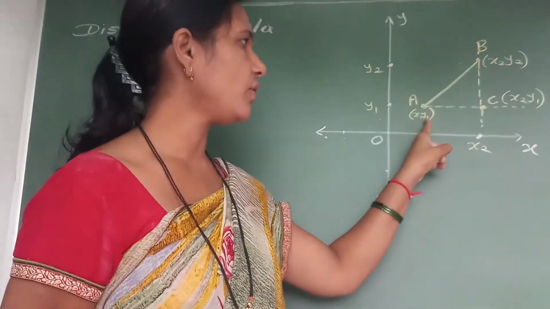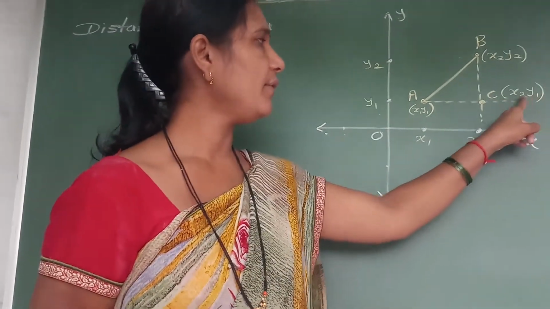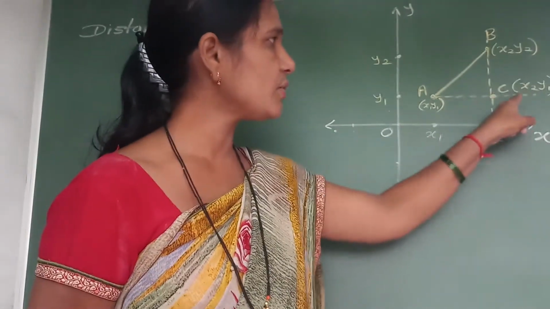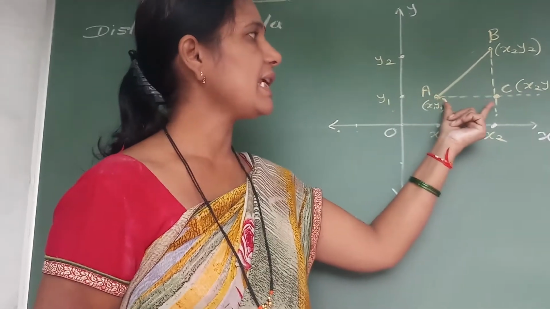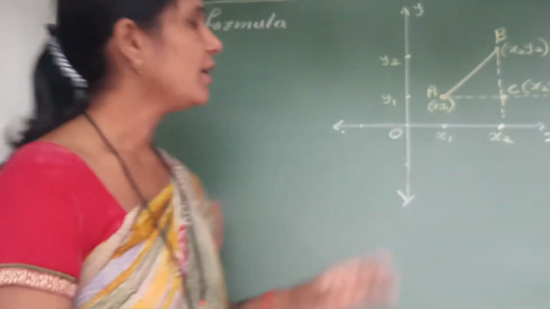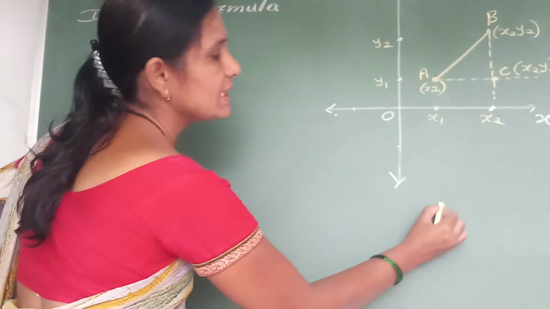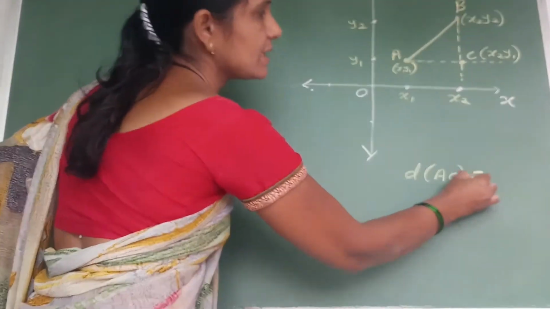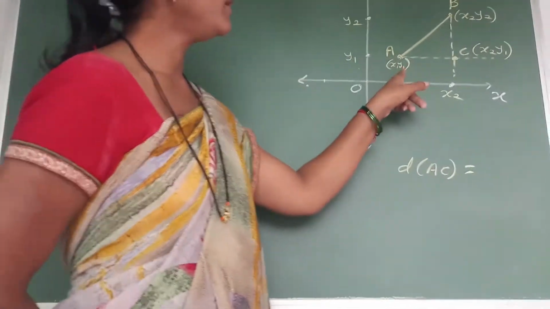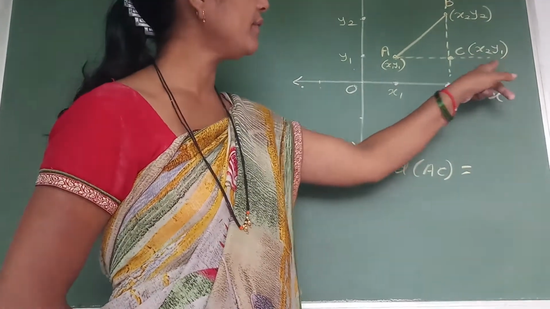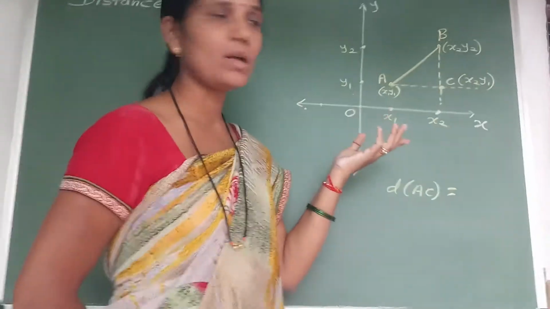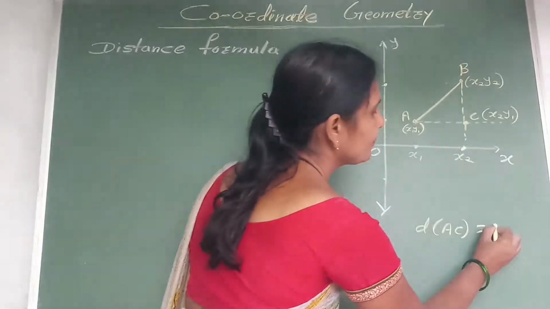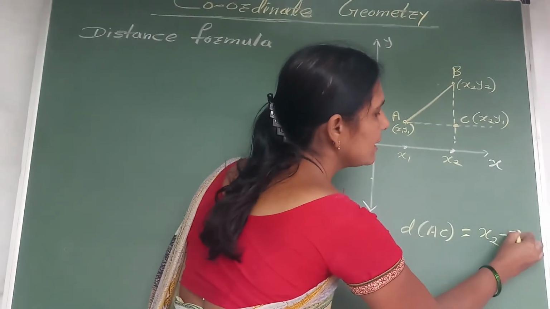Now if we have to find the distance between AC, this AC is parallel to the x-axis. So the y coordinate is constant, that is y1 minus y1 is 0. So we consider only the x-axis, that is x2 minus x1. Distance AC is here, y1 is constant, y1 minus y1 is 0, the y coordinate is constant, so we write here x2 minus x1.